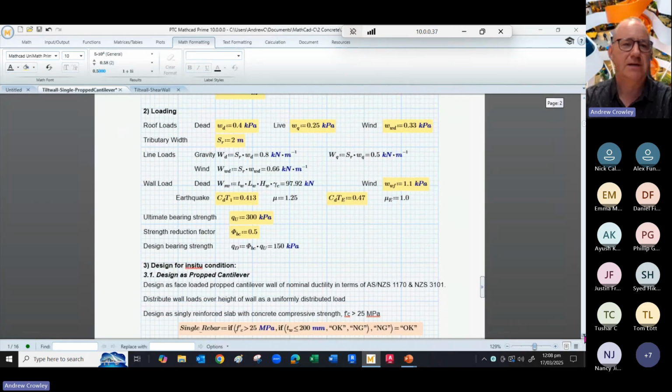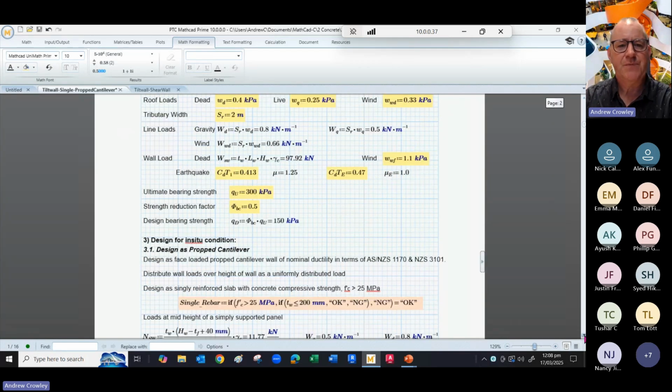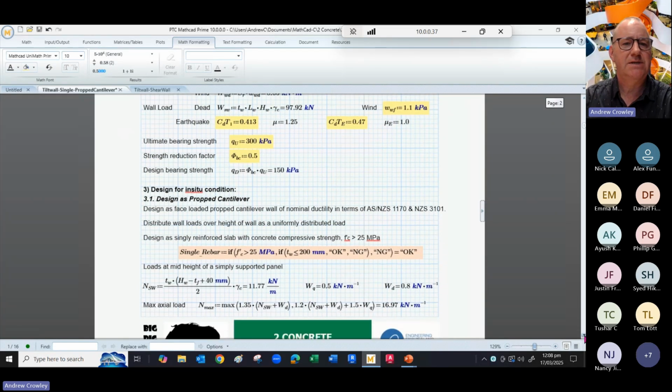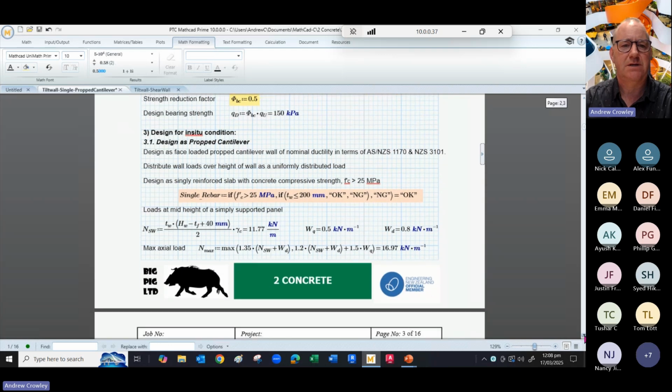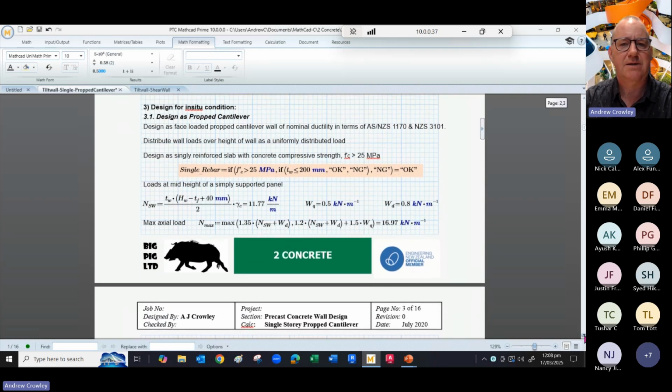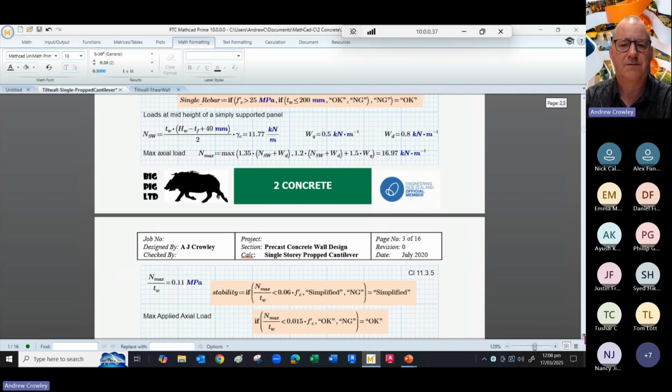So we've calculated the loadings in the normal way with reference to 1170. And let's go into the design for the in situ condition. So first of all, we look at the panel as a propped cantilever. And this is for the design for wind and earthquake. And so we derive what the nominal load is and take that as a simply supported panel and being conservative.